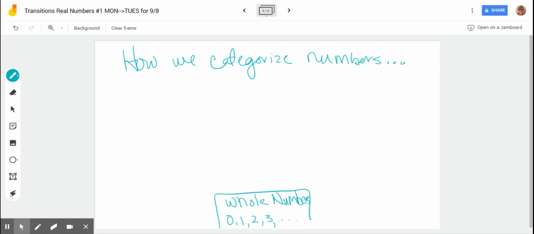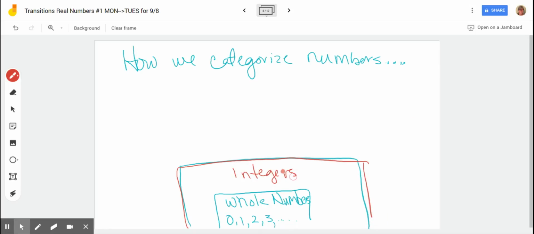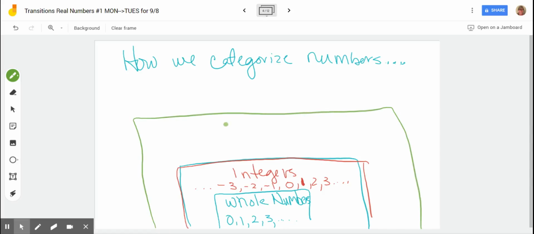Bigger than the whole numbers, the next level is integers. And I think I should do that a different color. Integers are all the negative numbers, so -3, -2, -1, all of them, and 0, 1, 2, 3, to negative infinity, to positive infinity. Then we get to what we call rational numbers. Rational numbers can be expressed as a fraction, well, as A over B.